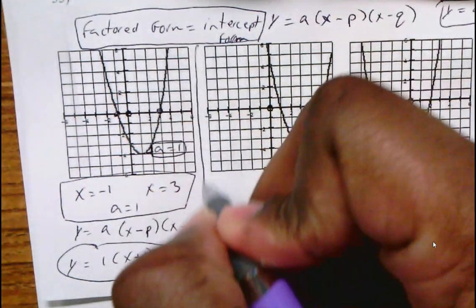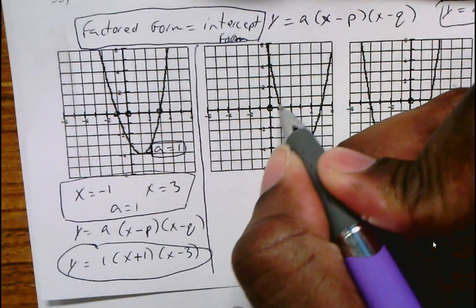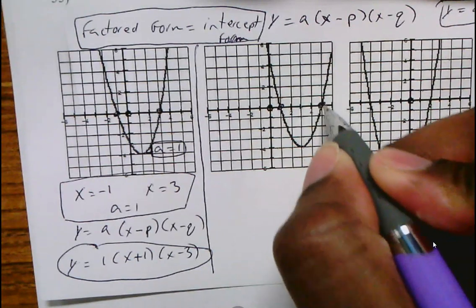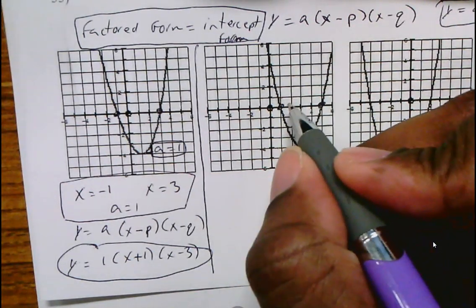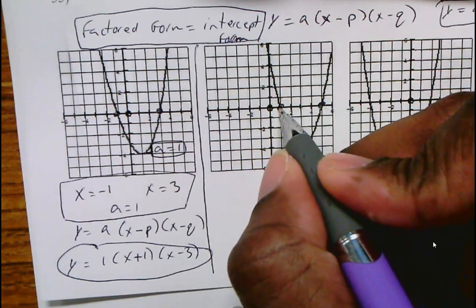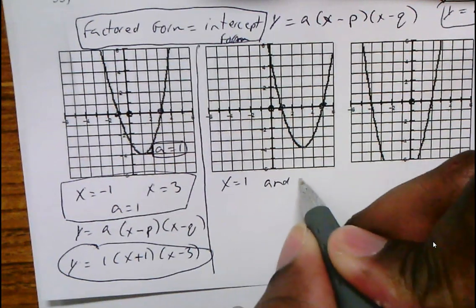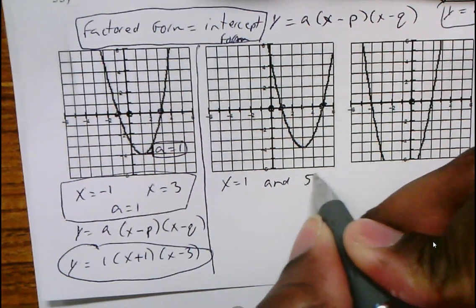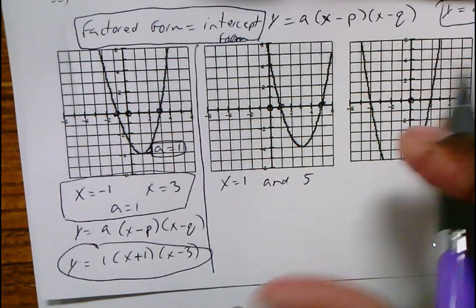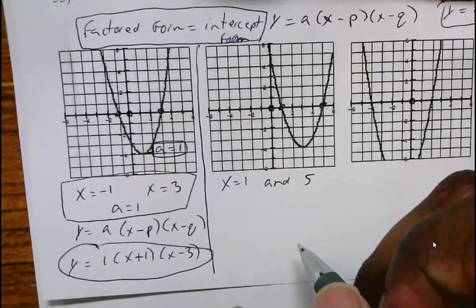I'm going to my next one. Looking here, I first want to find p and q. I'm not always writing p and q because a lot of times I don't even think about them as p and q. I just think about them as the x-intercepts. So the x-intercepts are x equals 1 and x equals 5.